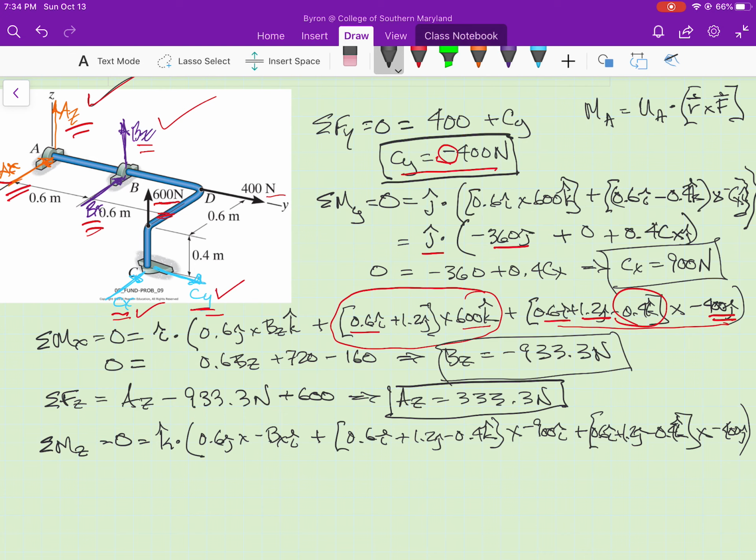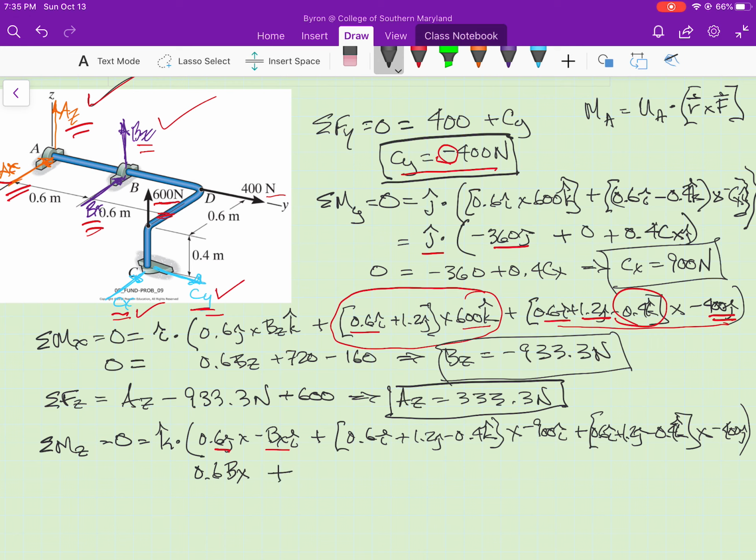So for this first one here, 0.6j crossed into negative b sub x i is going to be negative 0.6 b sub x. j cross i is negative k, so there's a double negative there. So it will turn out being a positive 0.6 bxk, and when I dot it with k, the k's go away. Okay, so that's the first term.